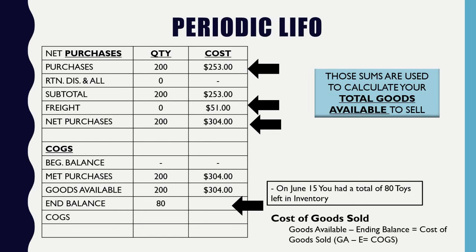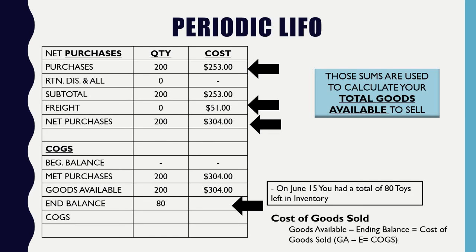We're going to ignore purchase returns and allowances because we're going to learn all of that on either Monday or Tuesday. And then here, freight doesn't add to quantity, but it adds to the cost. We added $51 to give us our net purchases of 200 items totaling $304.